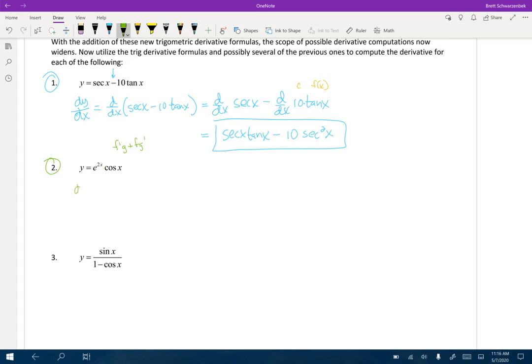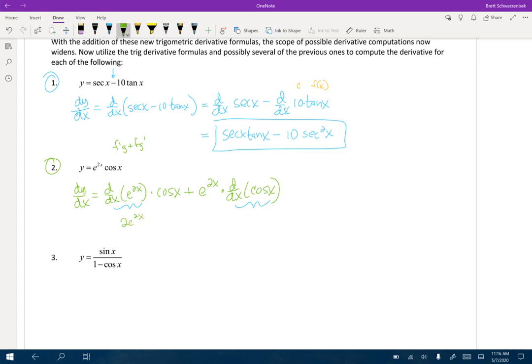So dy dx, let's just jump right into it. What is it going to be? It's going to be the derivative of our first function, e to the 2x, times our second function, cosine x, plus our original function, e to the 2x, times the derivative of cosine x. Okay, if you want to do a little bit of shortcut work here before we put it all together, feel free. For example, the derivative of e to the 2x, again, you should be very familiar with this. This is simply going to be 2e to the 2x.